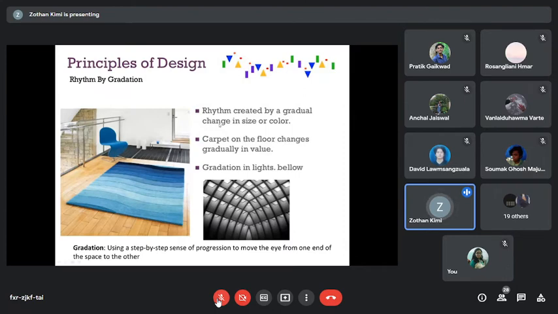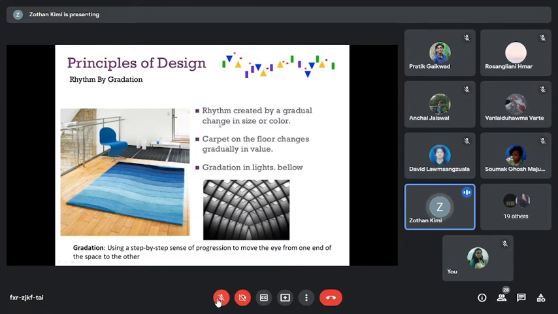So if we just have 2 of the colors over there, like the 2 colors which are next to each other, that's not called a rhythm. But since we have more than 2 shades of blue, arranged in a step-by-step progression, that's why and how we call it gradation. All right, a slow progression.